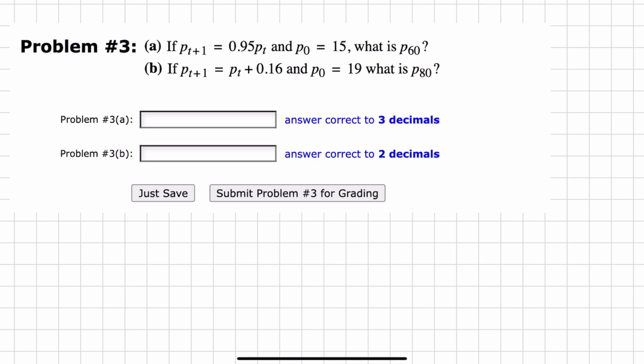That's not going to be possible. So the other way to do this is you just have to do the first 2 or 3 and you'll notice a pattern right away. And when you notice that pattern, you can immediately apply it to what it's asking for. So in part A, we're told that p_{t+1} is equal to 0.95 p_t.